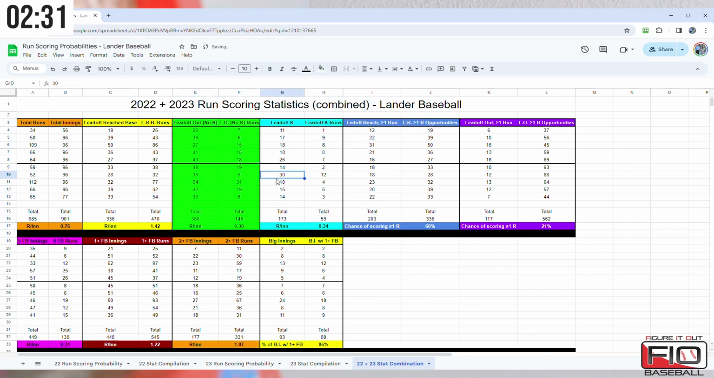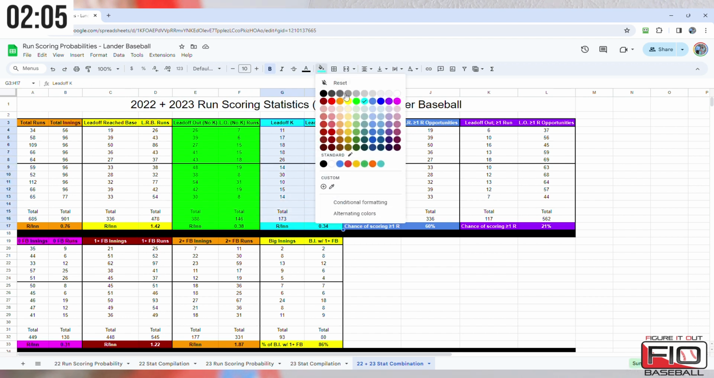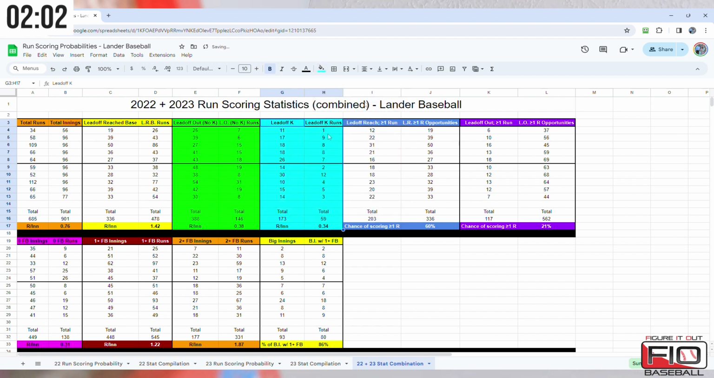Here in the green highlight, when the leadoff person gets out, and I did it in two different ways, first when the leadoff person gets out with no strikeout, so the leadoff person just puts the ball in play and gets out, Lander averaged scoring 0.38 runs per inning. In blue highlight here, you see when the leadoff person struck out, it was 0.34 runs per inning.